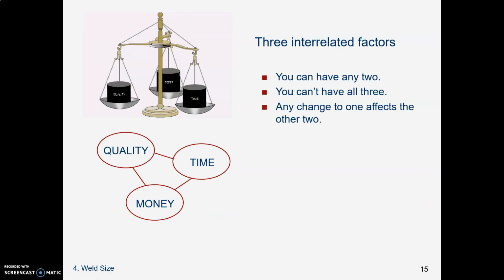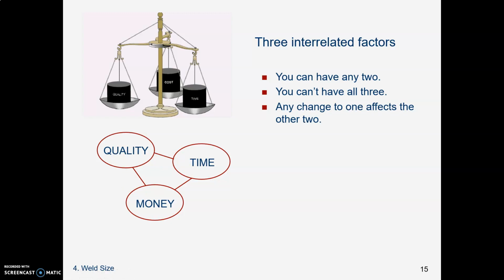I want to throw this in here, this idea of 3 interrelated factors. These apply to weld quality. You can have a high quality weld, but it might cost more money and it might take more time. You can have a real low cost weld and it would go fast, but you might sacrifice quality, and so on and so forth. Basic idea is there are 3 factors. You can optimize any 2 of them. You can't have all 3.